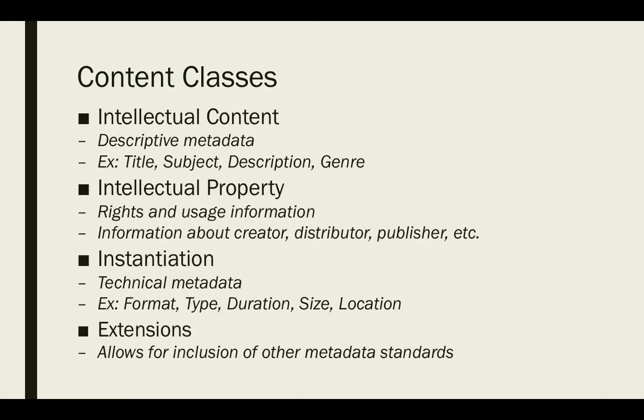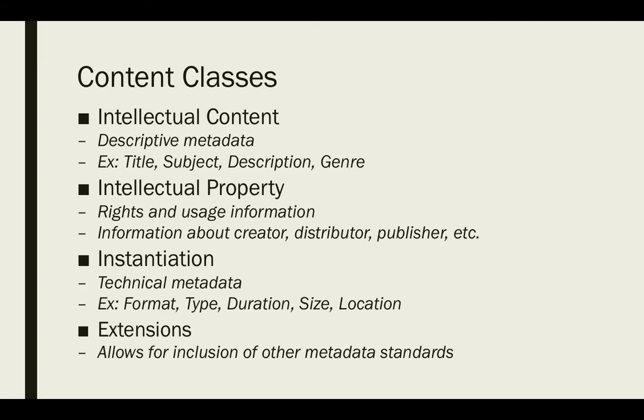Content classes are the main structural components of PBCore that divide up the elements. The first one is intellectual content. This is descriptive metadata, so title, subject, description, and genre. Next, we have intellectual property, which is information about rights and usage. So this is going to be information about the creator, distributor, publisher, etc.